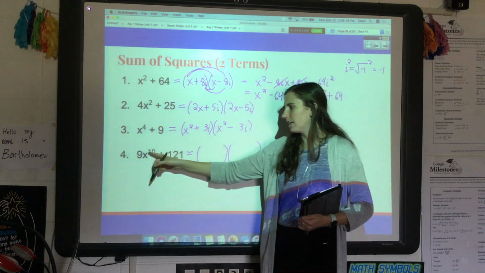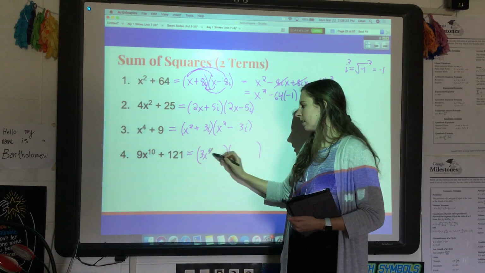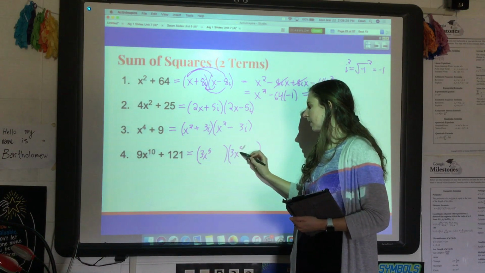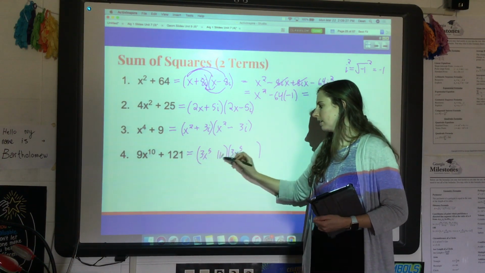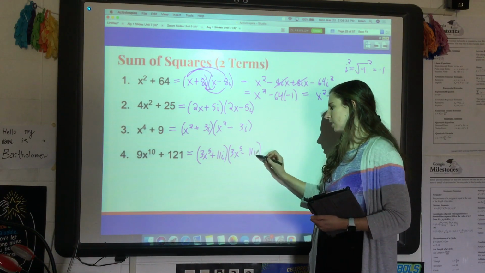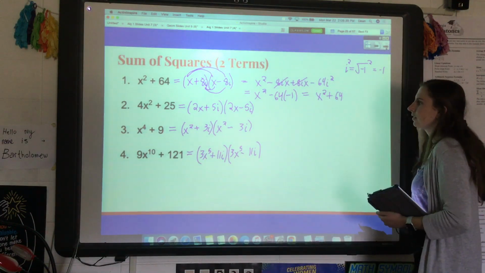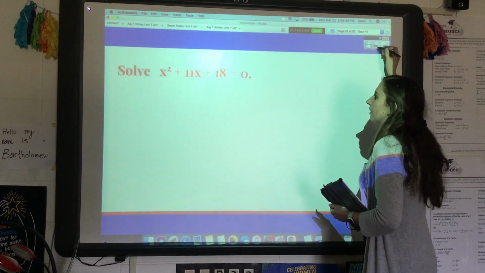Finally, the square root of 9x to the 10th would be 3x to the 5th. Square root of 121 is 11. Make one plus, make one minus, and put i's because it was the sum of two squares. So that's the idea. So not too different.